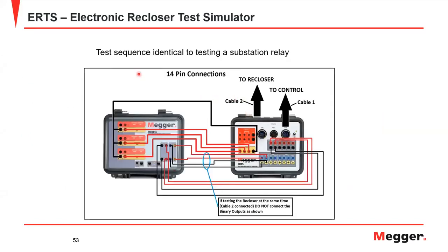As far as the actual test sequence goes, there's no substantial difference from the relay test set perspective. There's no substantial difference in testing the recloser function of a recloser and the recloser function of a relay. They're very, very similar. The big issue is how do you get your connections accounted for?